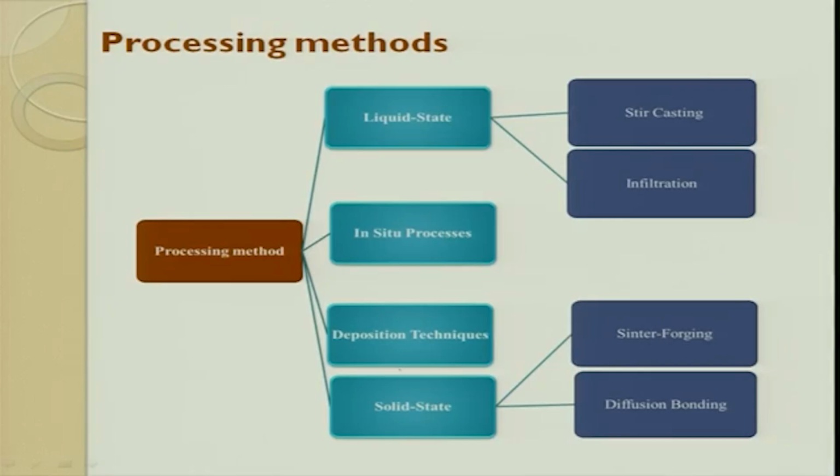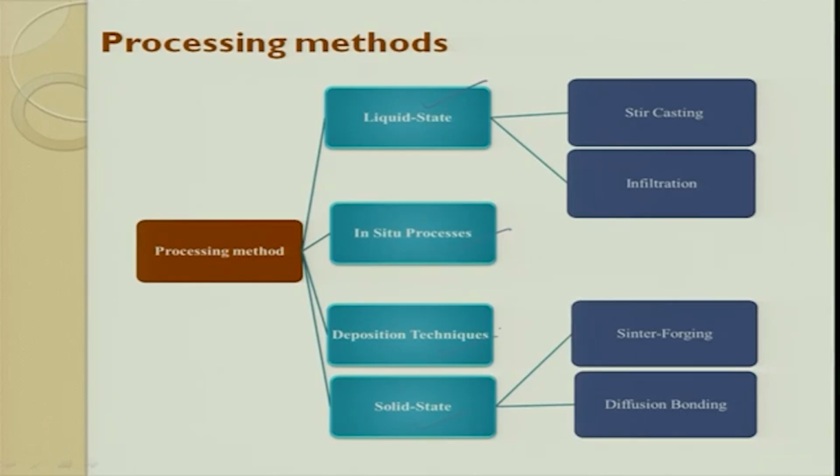The processing methods can be classified into liquid state, solid state, deposition techniques and in situ processes. Liquid state is where you start with the matrix in a liquid form and then make a composite. The vice versa, you can also have a solid state, you can have a deposition technique, and you can also have an in situ technique. In situ techniques are basically where I take A plus B, maintain some pressure or some temperature, A and B react, and in situ it forms a composite. Those are called in situ processes.